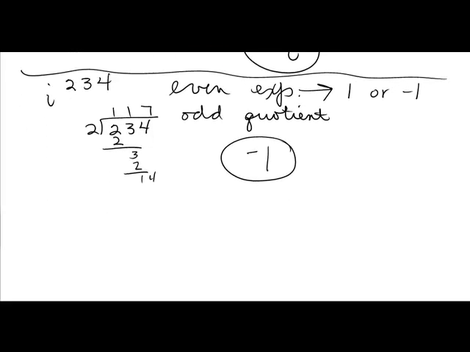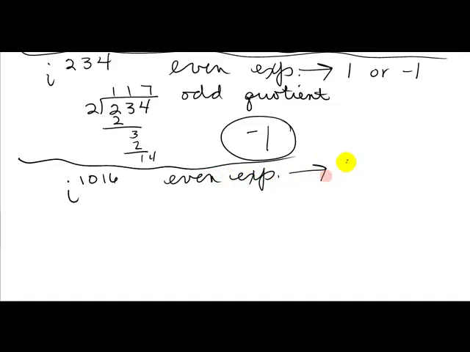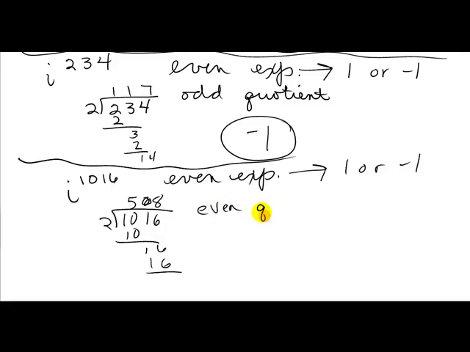So then let's look at another problem. Another one that I don't want to write out, 1,016 i's, and I am intentionally making these very big so that you don't think about doing it that way. Again, we have an even exponent. That means my answer is 1 or -1. The process is the same. I'm going to divide by 2, and I get an even quotient. And with an even quotient, I end up with a positive answer.